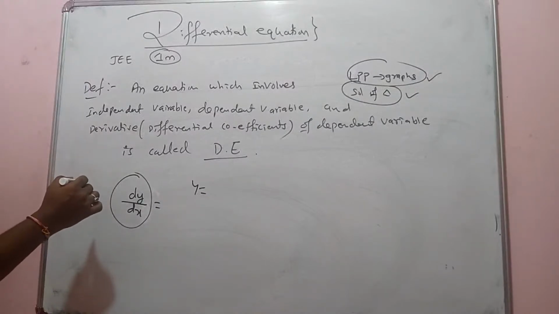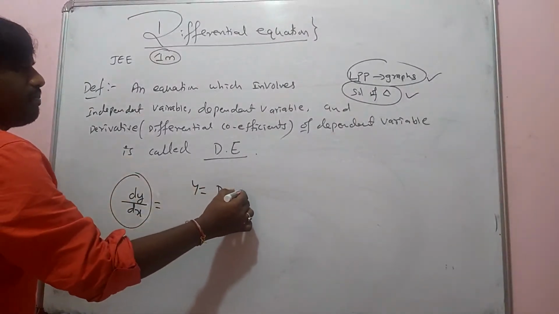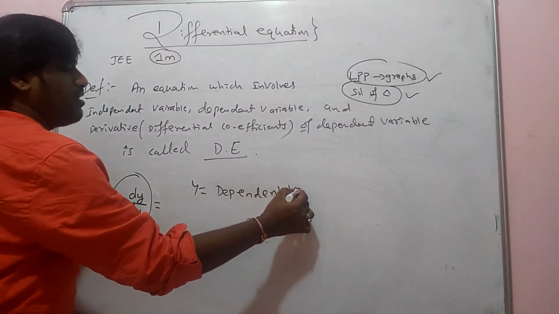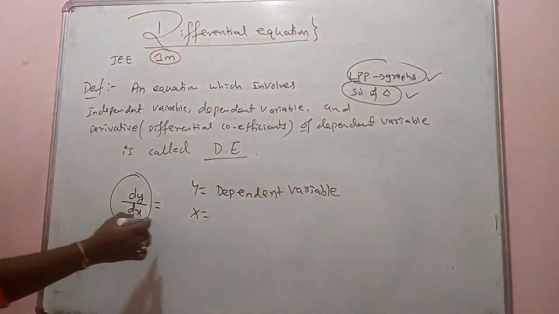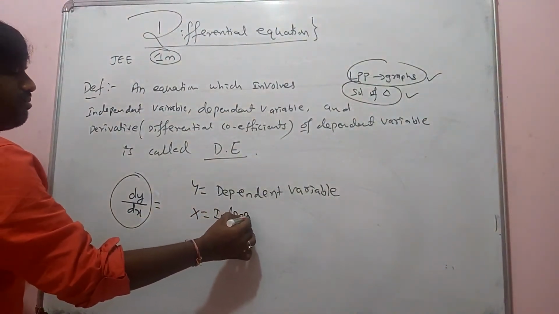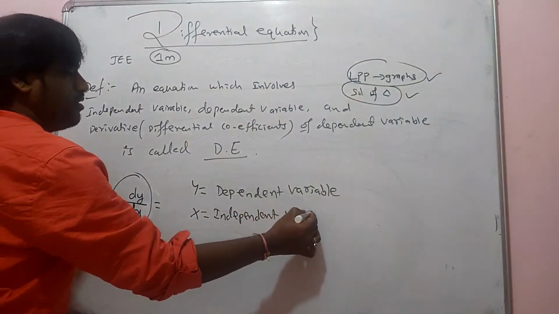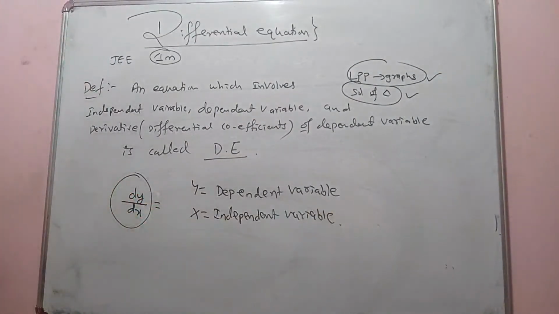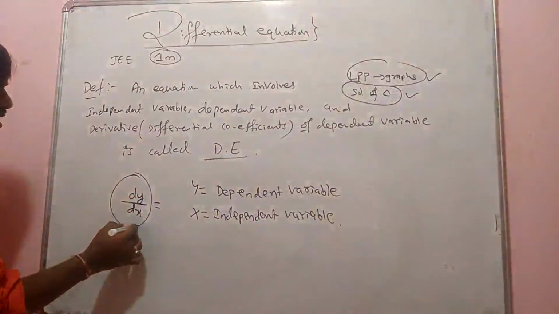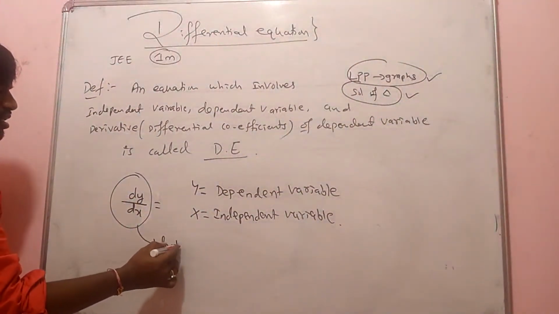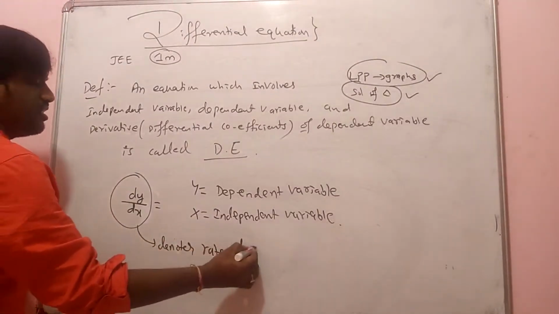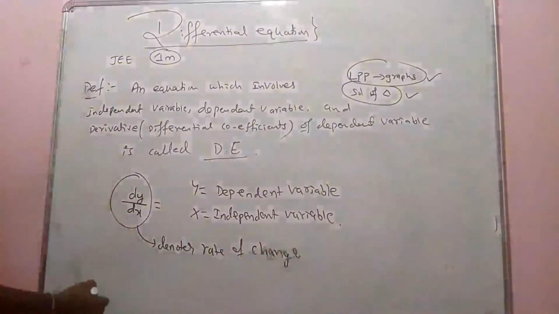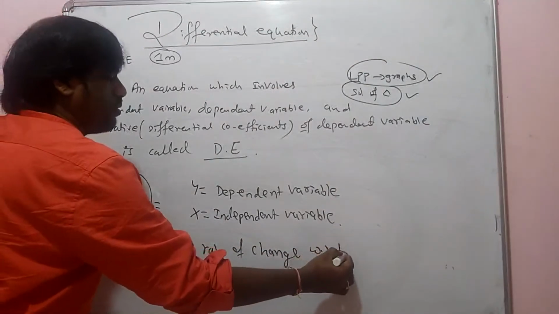In dy by dx, y is called the dependent variable, and x is called the independent variable. This dy by dx denotes the rate of change of y with respect to x.